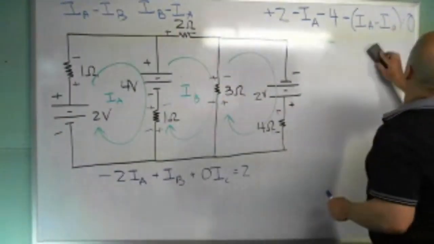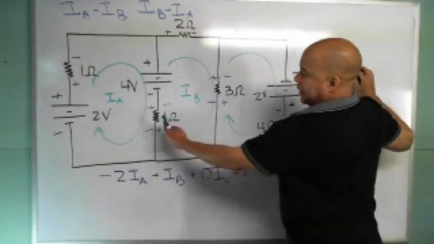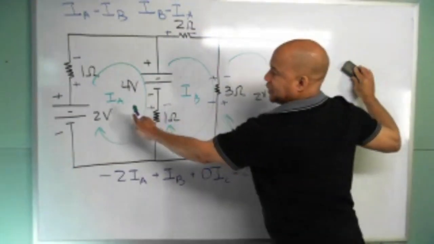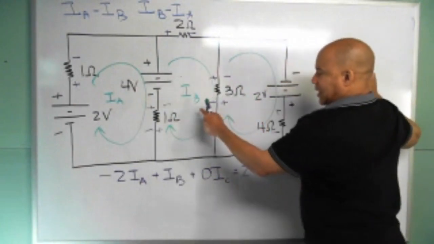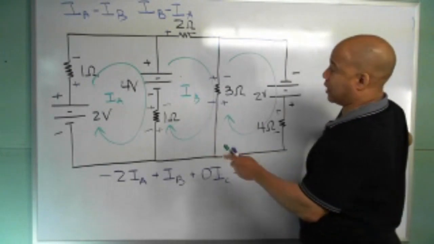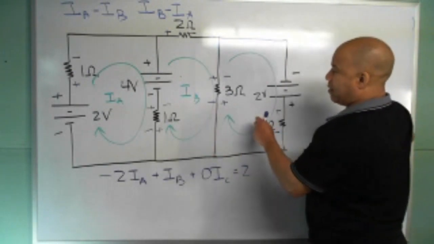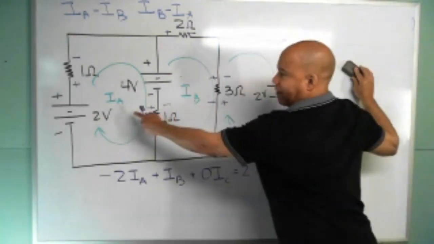Okay, so let's get the equation for the middle window. Now, the middle window, in this resistor, it touches IA and IB. In this resistor, it touches IB and IC. So we don't have to put that placeholder for the middle one. It's already going to be there. When I get over here, this touches IC and IB, but I have to put a placeholder in there for IA.